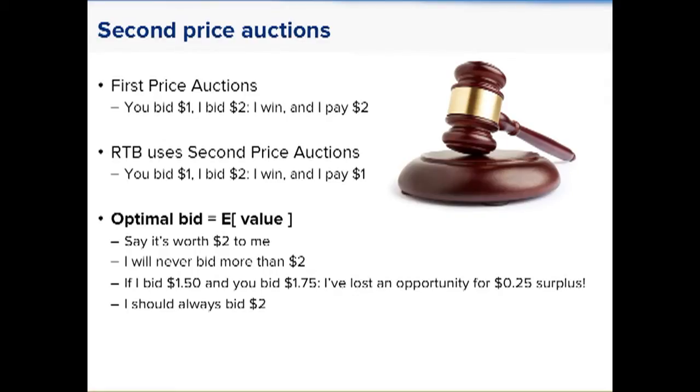But there's also a strong disincentive for me to bid less than $2, because if it's worth 2 and I bid any less, and you bid between me and 2, say I bid 1.50, you bid 1.75, I'm basically leaving 25 cents on the table, because I could have had something for €1.75, sorry, that I was willing to pay 2 for. So essentially, in the long run, it is always optimal to bid the expected value.